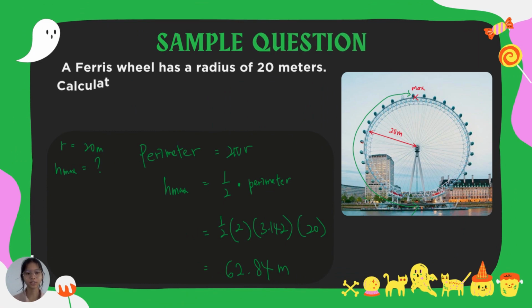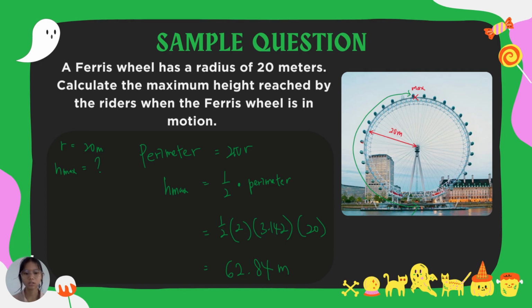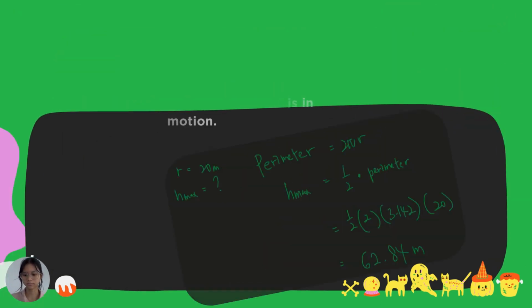This is a sample question. A Ferris wheel has a radius of 20 meters. Calculate the maximum height reached by the riders when the Ferris wheel is in motion. So given r is equal to 20 meters, to find the maximum height is equal to half of the perimeter. So 1 over 2 times perimeter to get the maximum height. We just substitute the value and thus we get 62.84 meters.